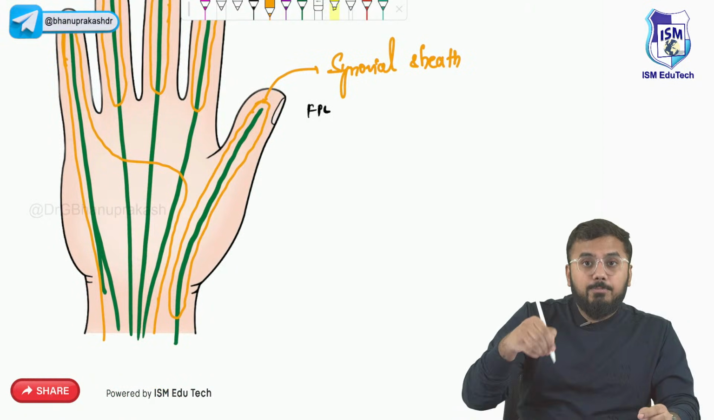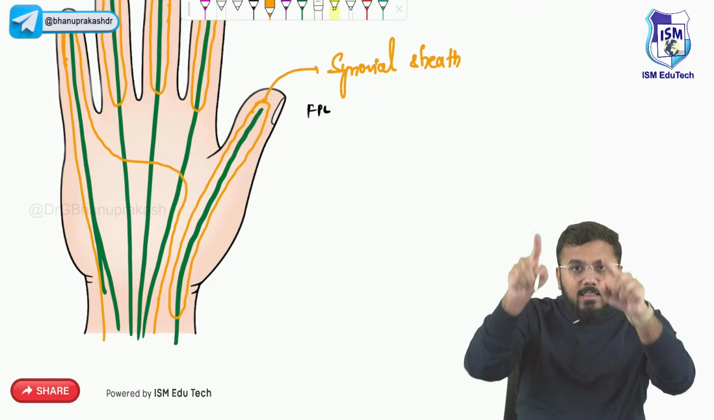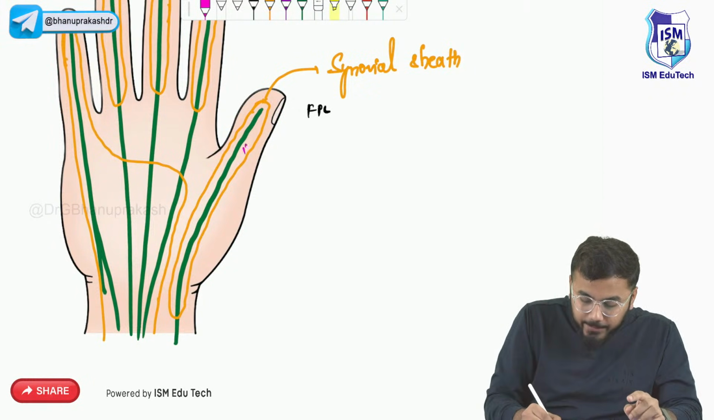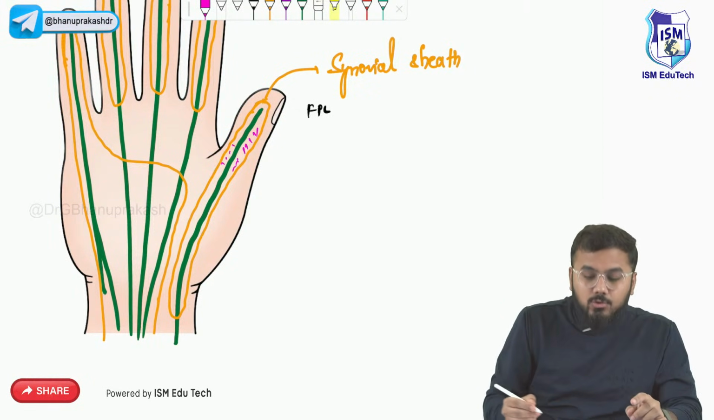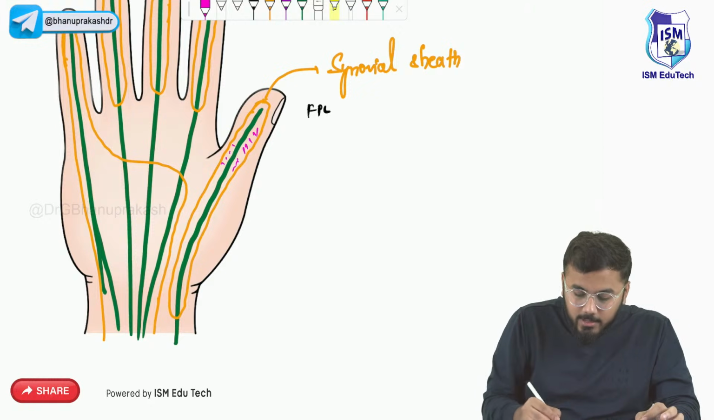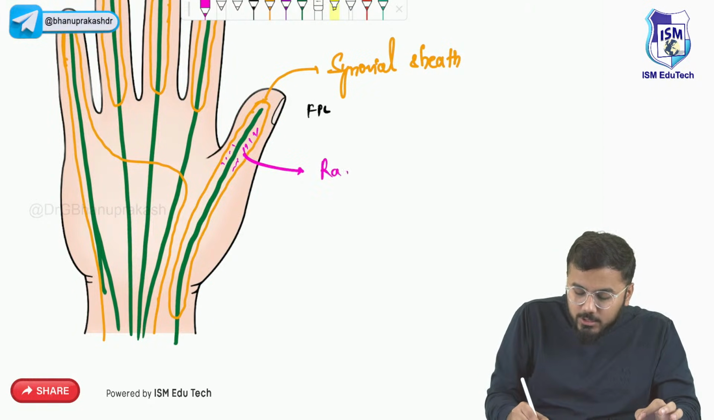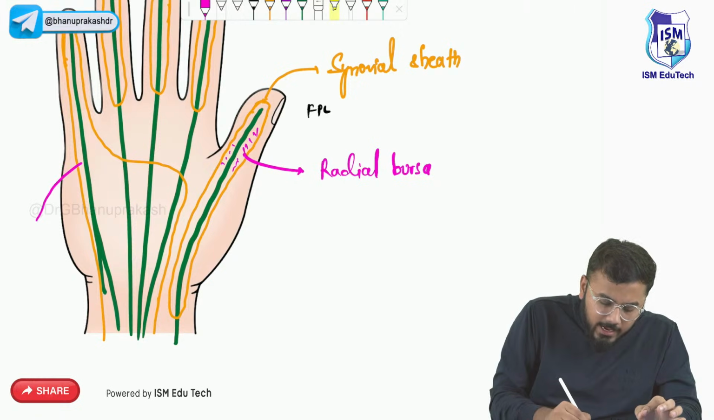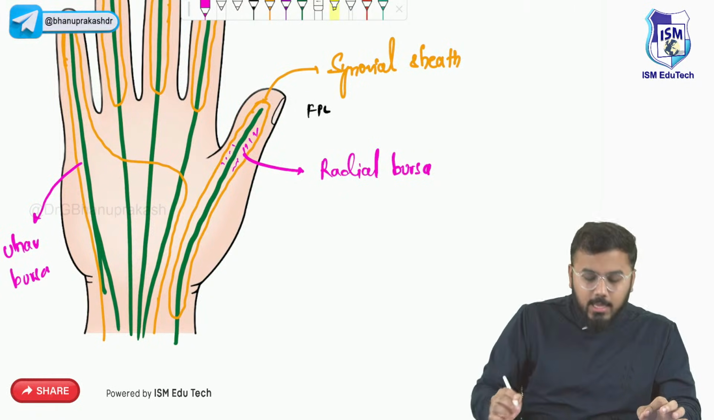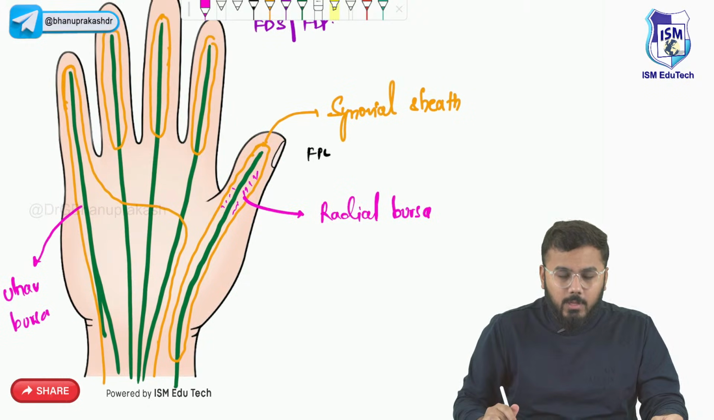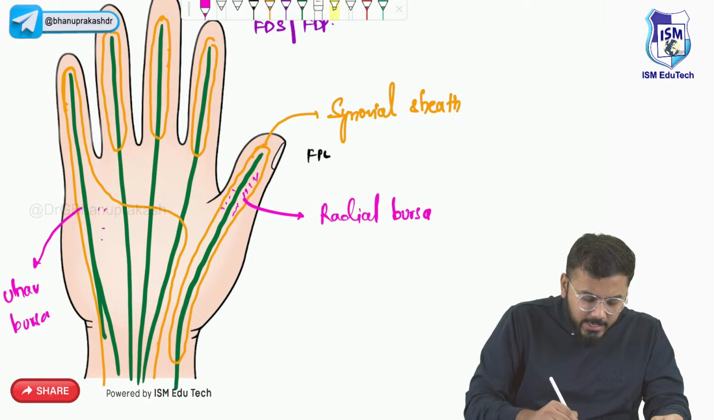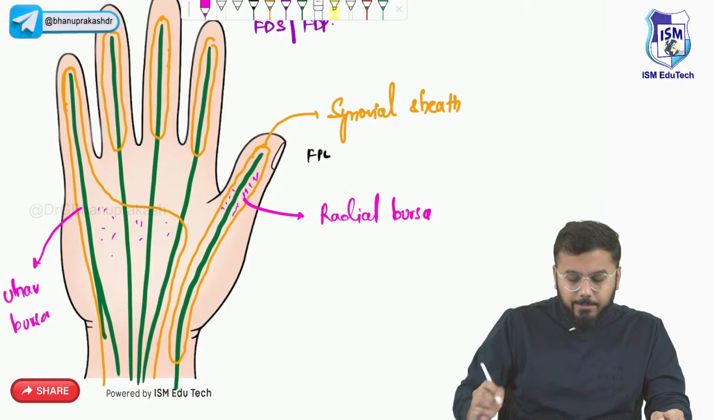The space between the tendon and the synovial sheath, this empty space, is called the bursa. On the radial side, this is called the radial bursa. If it is on the ulnar side, this is called the ulnar bursa. Radial bursa as well as ulnar bursa. Bursa is nothing but an empty space.